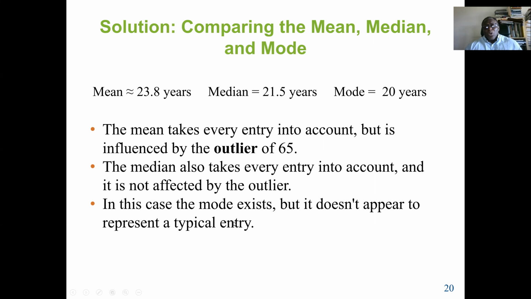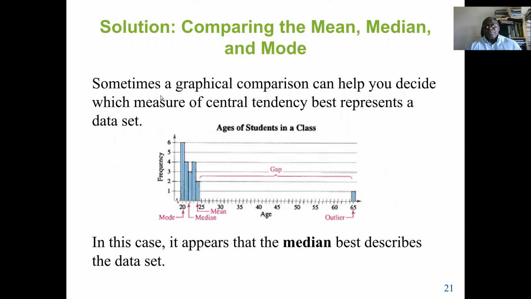And then we say in this case, the mode exists, but it doesn't appear to represent a typical entry. So we can see the median is 21.5, the mean is 23.8. Sometimes a graphical comparison can also help us decide which measure of central tendency best represents a data set. So in this case, it appears that the median best describes the data set. We can see the median in the middle. The mean is very large to the right and the mode to the left.